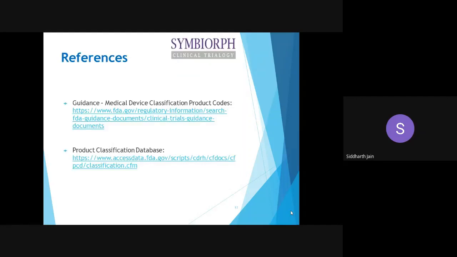Yeah, and the next slide. These are the guidance documents. You can go to these links and check the medical device classification product codes, and how you can further classify your devices with the help of these 2 links. I will be sharing the slides with all the participants, so you can go to the links and see, with respect to your devices, what the different product codes are and how to classify your product into class 1, 2, or 3. The next slide.